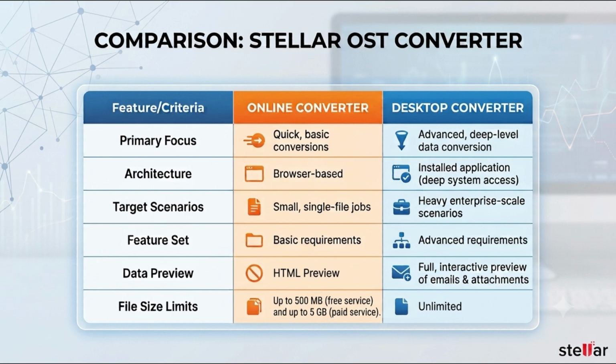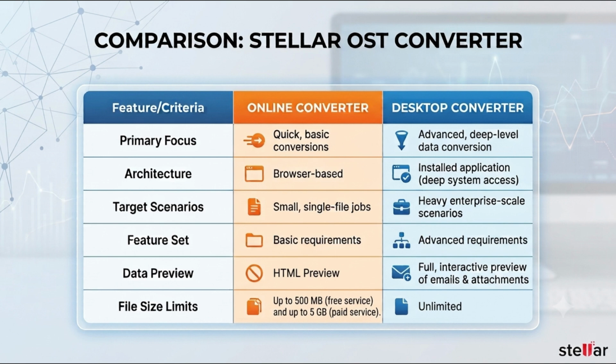The online version runs entirely in your browser, which means there's no installation required, while the desktop version is an installed application with much deeper system access. The online option is best suited for small, single jobs, while the desktop option is built to handle heavy, enterprise-scale scenarios. The online tool handles basic requirements with an HTML preview, while the desktop tool gives you a full interactive preview of all emails and all the attachments before you even export.